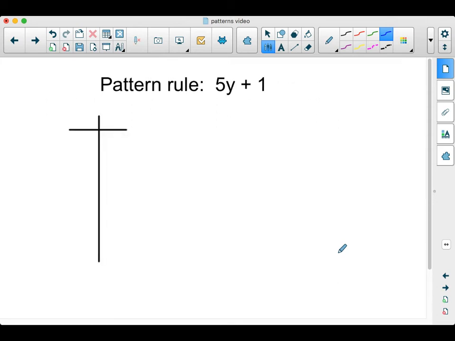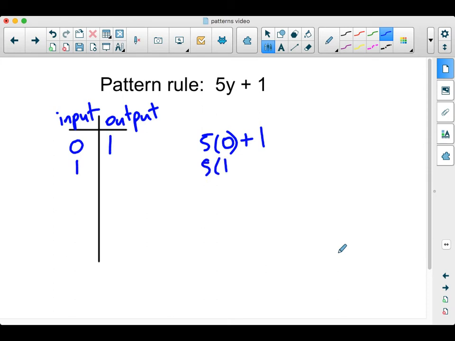Sometimes you might have to make your own table, and you can decide what to put in for your input. I could put in 0 for my input. I would go, for this one, 5 times whatever that is, plus 1. So 5 times 0 plus 1 is 0, plus 1 is 1. If I put 1 in for my input, 5 times 1 plus 1 would give me 6. And I'm increasing by 5 on these. So you can make your own table of values from it.